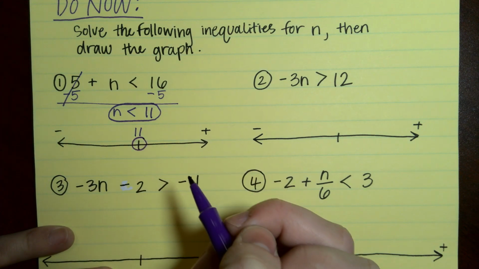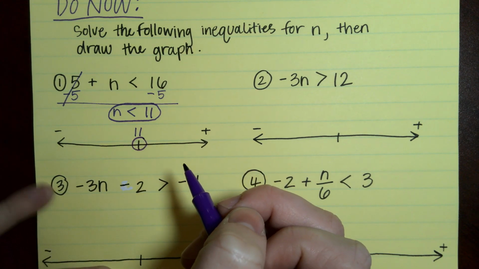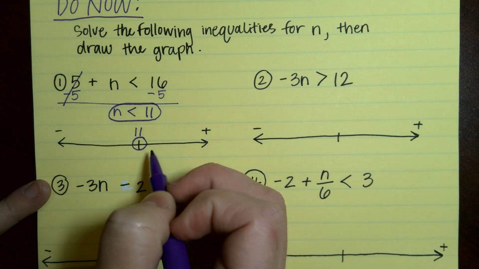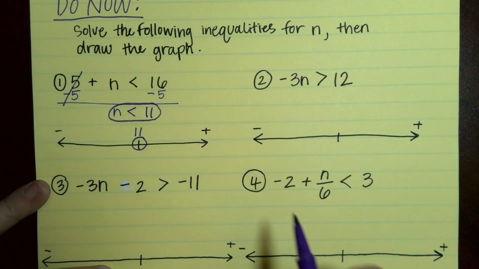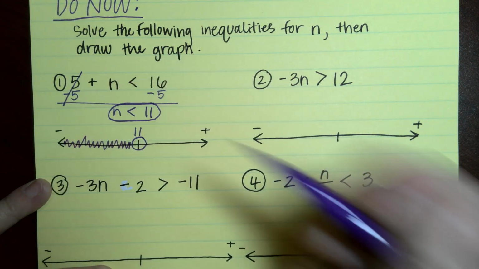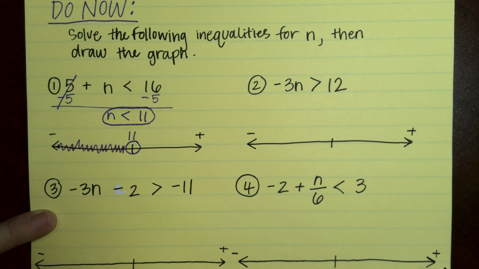Do we color it in? No. No, do not color it in. And then we have n is less than 11. So do we shade to the right or the left? Left. To the left. That's where the numbers are less. Good job. Any questions on 1?